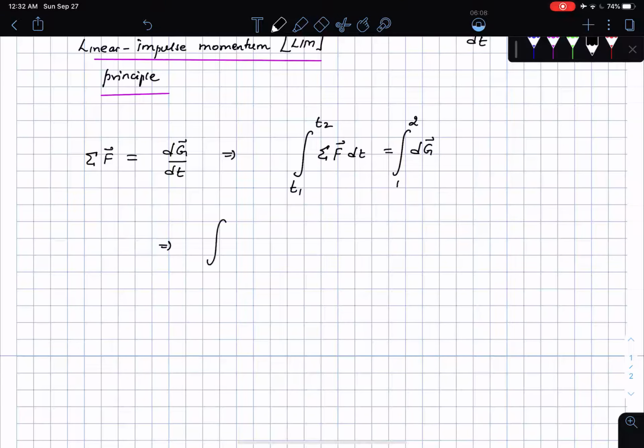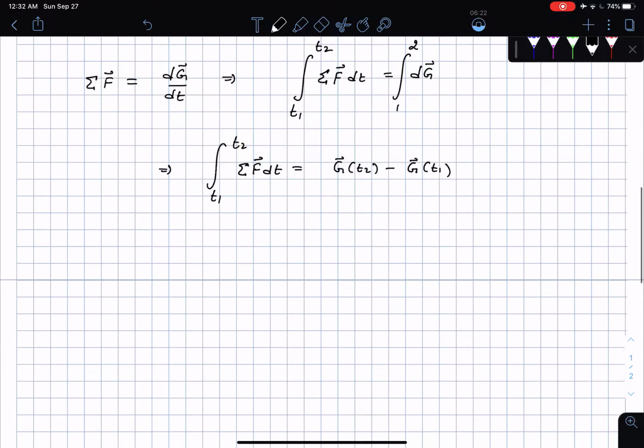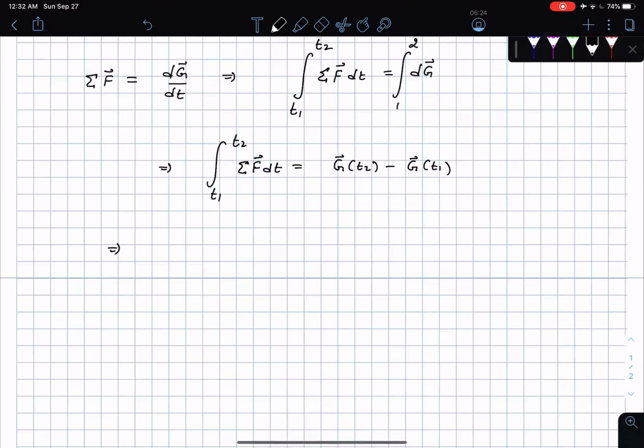Okay, so this ends up giving me the integral from t1 to t2 of the net force F dt is equal to G at t2 minus G at t1. Or if I rearrange it and flip around some of these quantities, I can see that G at t1 plus the integral t1 to t2 of the net force F dt is equal to G at t2.